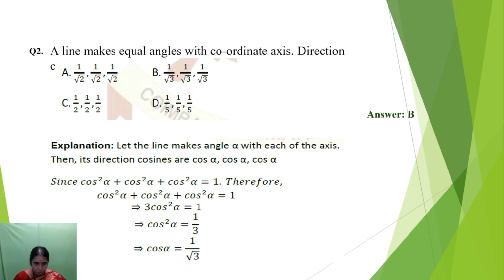Since that is equal to 1, we have cos square alpha plus cos square alpha plus cos square alpha equal to 1, which means 3 times cos square alpha equals 1, so cos square alpha equals 1 by 3. Then the direction cosine is cos alpha equal to 1 by root 3. Therefore, the direction cosines are 1 by root 3, 1 by root 3, 1 by root 3, which is in our option B.